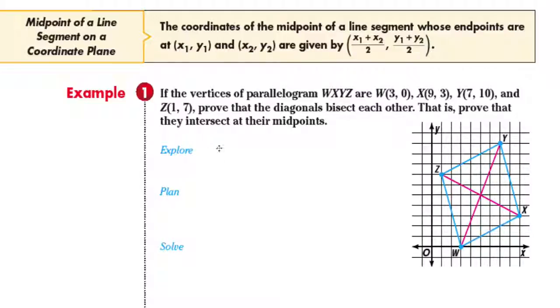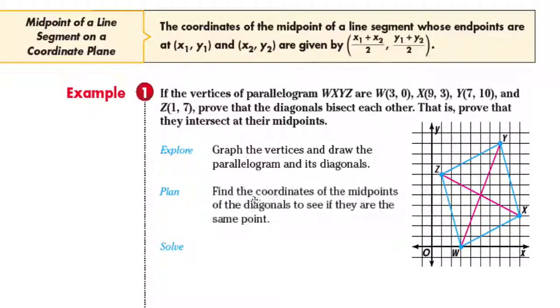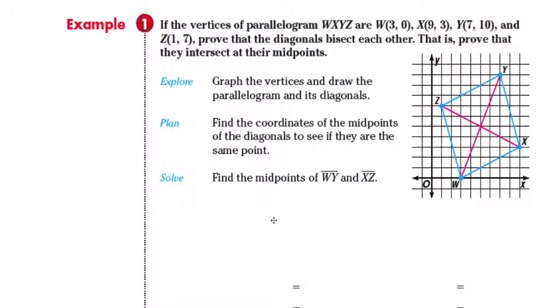Let's see. Graph the vertices and draw the parallelogram and its diagonals. So these are your vertices, and these are the diagonals. Find the coordinates of the endpoints of the diagonals to see if they are the same point, and then find the midpoints of segment WY and segment XZ. So we want to find the midpoints of those two.